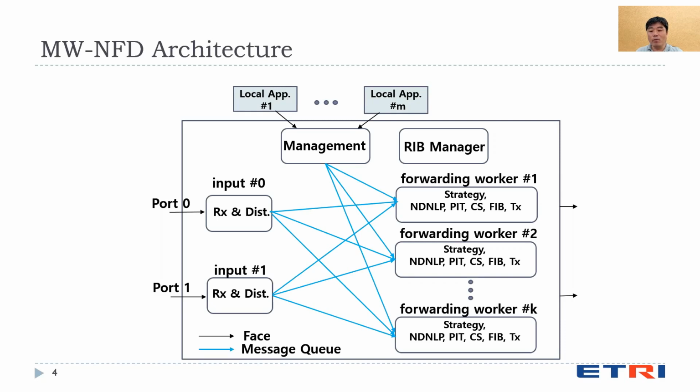The forwarding worker does all the packet processing jobs, starting from NDN link protocol handling, and finally transmits the packet to the outgoing faces. Forwarding tables such as PIT, CS, FIB, and measurement tables are distributed to all workers, so each worker has only the associated table entries. The number of forwarding workers is configurable.